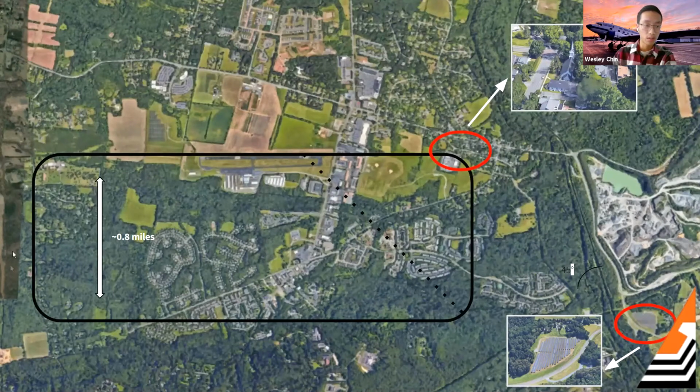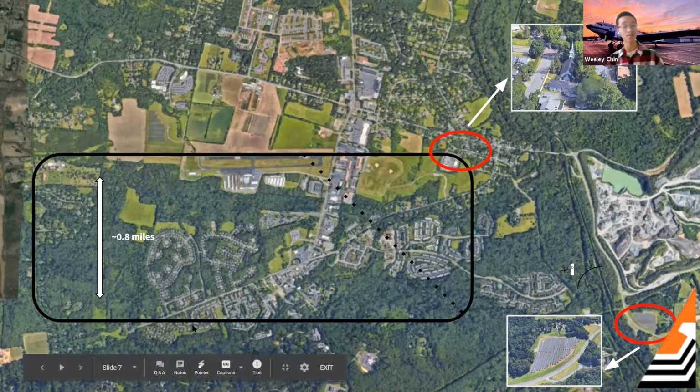To determine distance from that runway on downwind, there's this little neighborhood right before the ridge off to your right side, and if you fly right over that, that's approximately 0.8 miles from the runway, so that's pretty good distance.